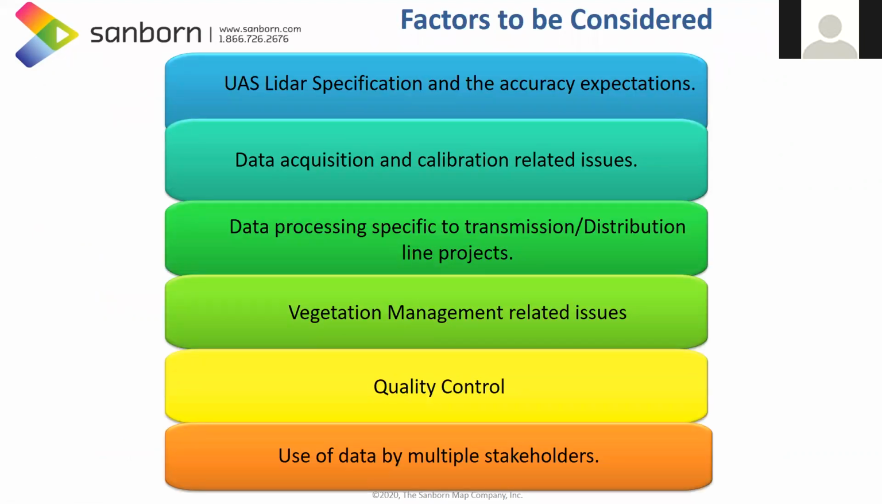Now, when you do a UAS-based job for a transmission line application, what are the factors to be considered? We consider there are 6 different points. The first one is the UAS LiDAR specification and the accuracy expectation. This is very, very critical before you embark on any UAS-based LiDAR project, especially for transmission lines. The second one is data acquisition and calibration related issues, then data processing specific to transmission/distribution line projects, vegetation management related issues, quality control, and use of data by multiple stakeholders. So let us address each and every point in the subsequent presentation.